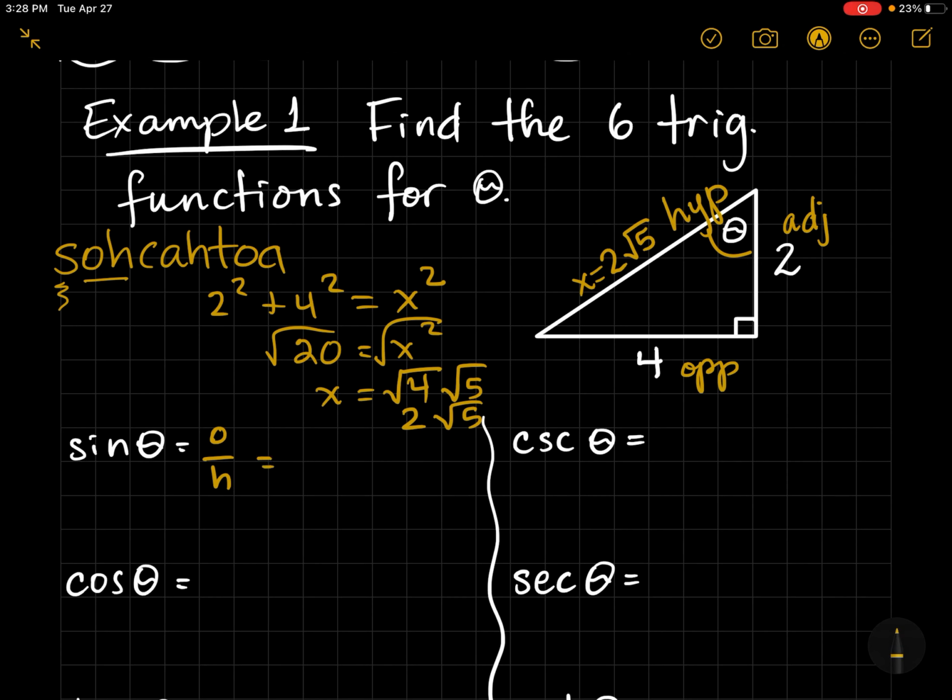So opposite is 4. Hypotenuse is 2 radical 5. That reduces. But I have to rationalize. So I'm going to do radical 5 over radical 5. And I get 2 radical 5 over 5. Wow, I didn't leave quite enough space for that. 2 radical 5 over 5.